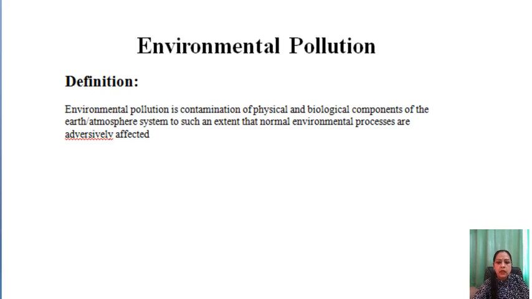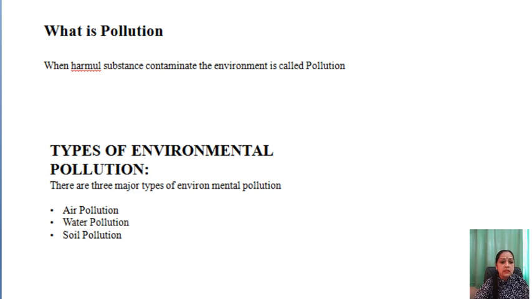The topic is environmental pollution. Environmental pollution is the contamination of the physical and biological components of the earth and atmosphere to such an extent that normal environmental processes are adversely affected. But what is the reason our environment is polluted? The reason is pollution. And what is pollution? Pollution is a harmful substance that contaminates the environment.